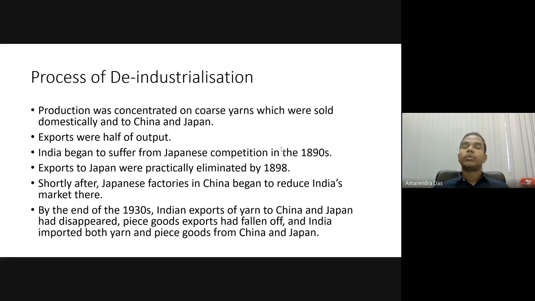Before the British rule, India used to export quite a lot of yarn and many other commodities to China and Japan. But by 1930, all these had disappeared, because many of the Indian industries could not compete. When the industries were in the infant stage, the British government did not protect them, and that's how they had to face stiff competition from China and Japan, and that's how we lost the share in the international market. And so India had to import both yarn and piece goods from China and Japan.